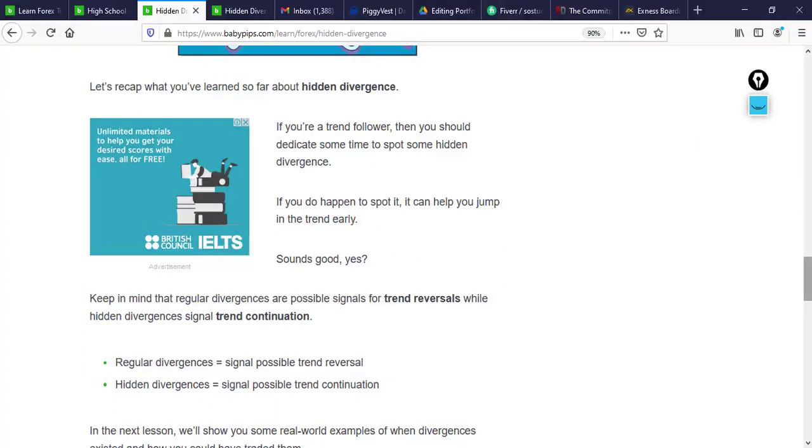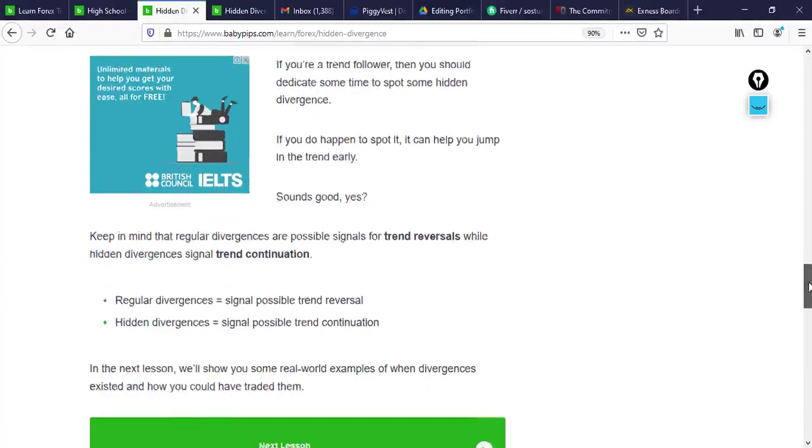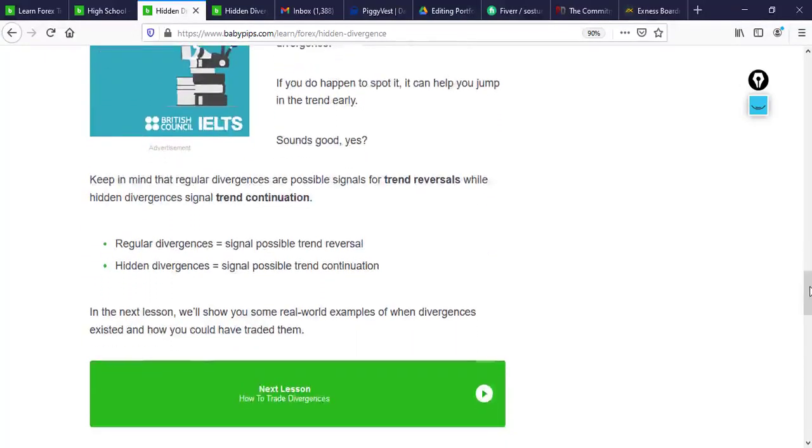So if you're a trend follower, you should dedicate some time to study divergences: regular divergences and hidden divergences. Keep in mind that regular divergences signal possible trend reversal, while hidden divergences signal possible trend continuation. That brings us to the next topic: how to trade divergences.